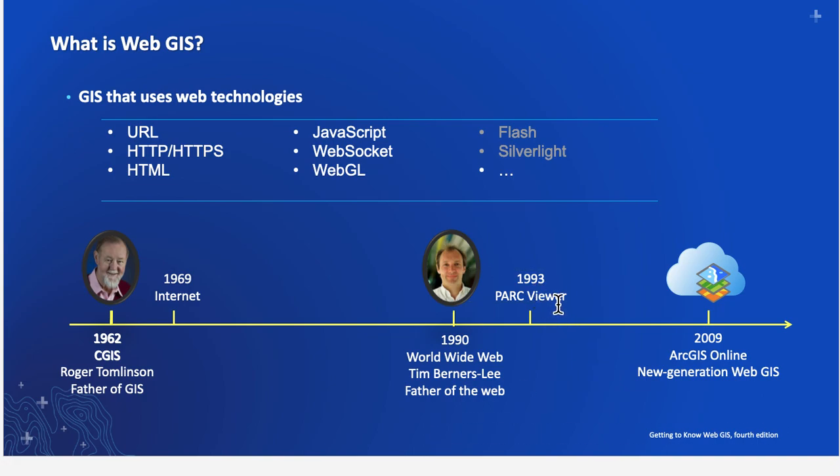And in 1993, there was the development of the PARC viewer, and PARC stands for Palo Alto Research Center, and the center developed a mapping web page which marked the origin of WebGIS. And in the 2000s, WebGIS evolved into a new generation, and we can see here ArcGIS Online was established in 2009, which was a new generation WebGIS.